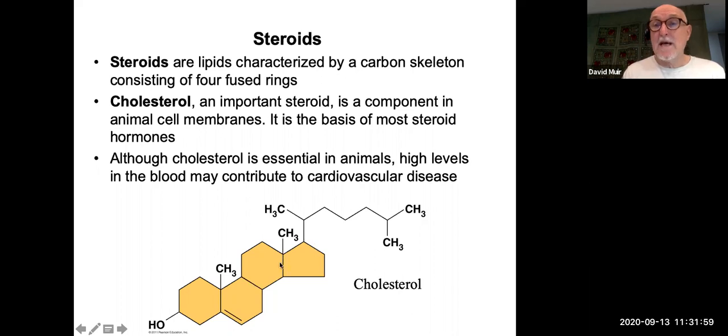Cholesterol has, by the way, another really important function, and that is as part of the cell membrane as well. We'll encounter cholesterol when we talk about nutrition, but the steroids we will also encounter when we talk about human hormones.